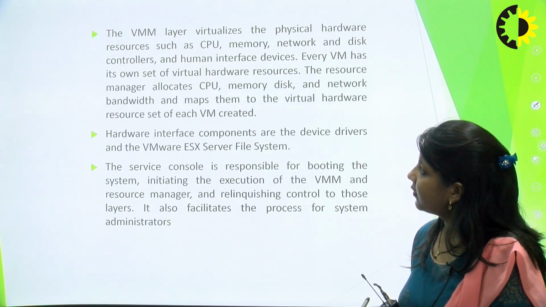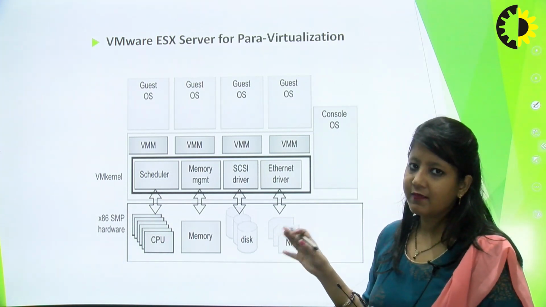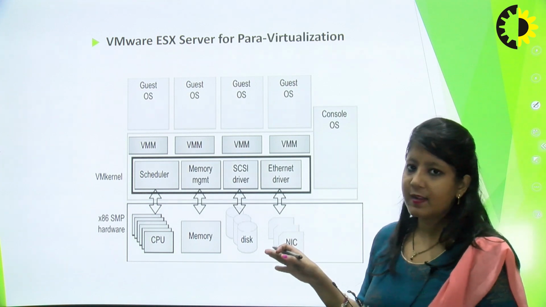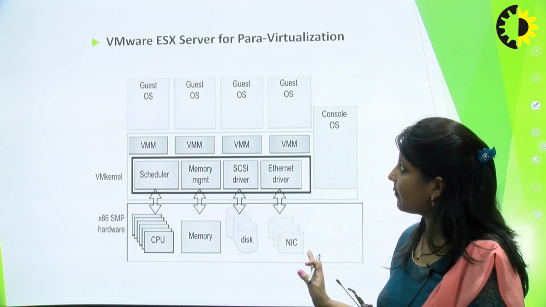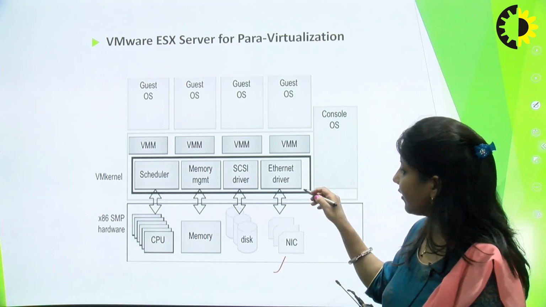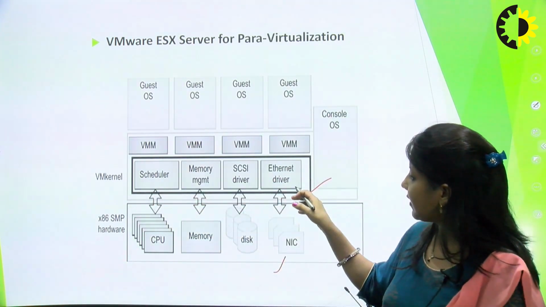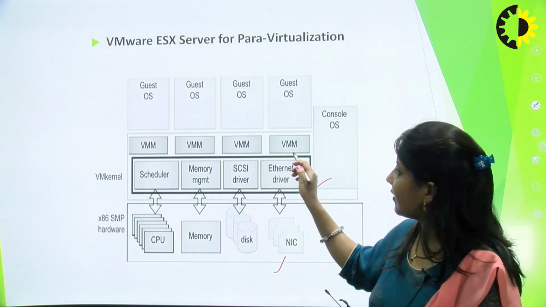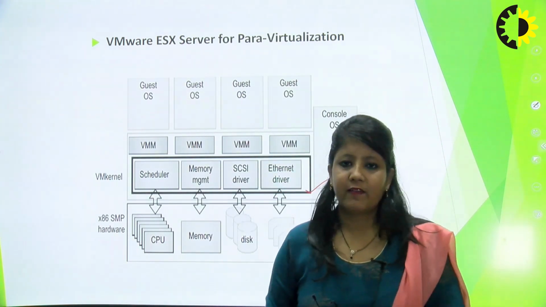We can say the VMware ESX Server has host based full virtualization. So this is the architecture of the host based VMware ESX Server. We have hardware, we have the VM kernel, scheduler, memory management, SCSI devices, Ethernet, and the VMM is there, and the guest OS will run above the VMM.